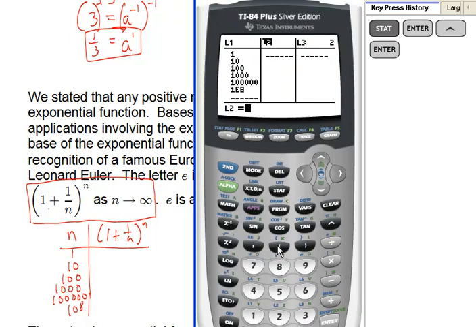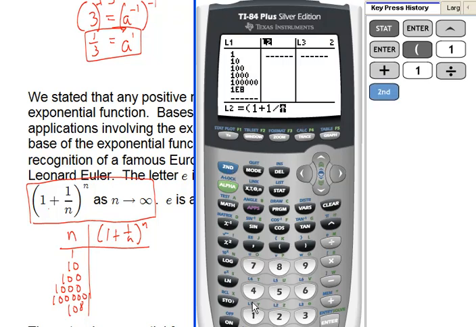So I'm going to type in parentheses 1 plus 1 divided by, and instead of n, I'm going to type in L1, because that's where I want the calculator to get the numbers from. Now L1 is in blue right above the number 1 on your calculator, so you need to hit second 1, and you'll see that L1 show up. Then we want to close the parentheses, and we want to raise that to the n power, or in this case the L1 power again.